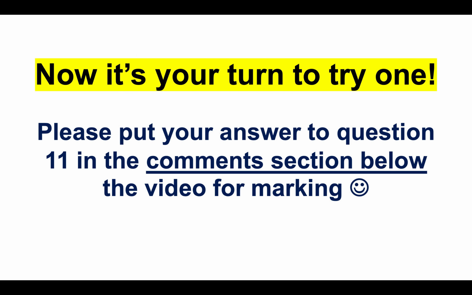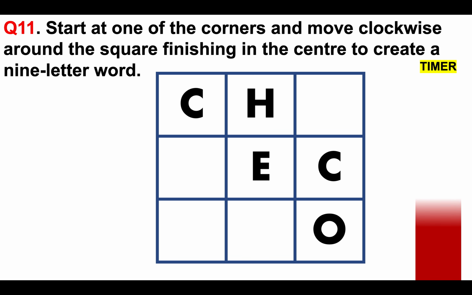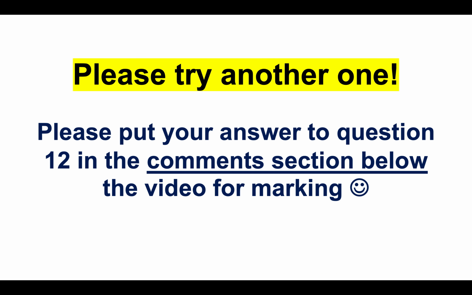So now it's your turn to try one. Please put your answer to question 11 in the comment section below the video for marking. Question 11. Start at one of the corners and move clockwise around the square, finishing in the center to create a 9-letter word. If you get this right, you're doing really well. Here's the timer. And I'll give you a quick clue. This is something that I really like, and I have a big belly. So please try another one.